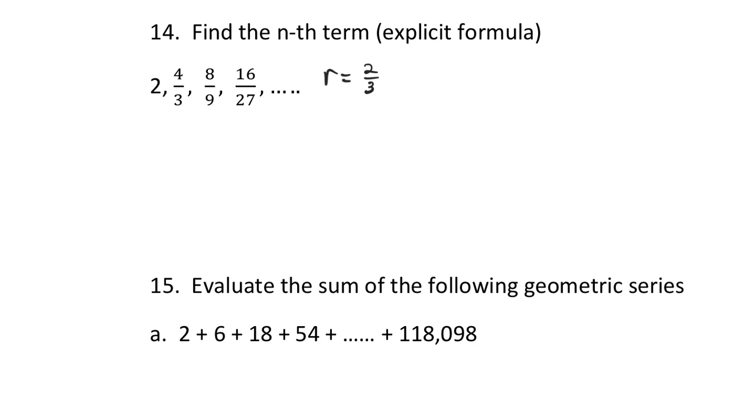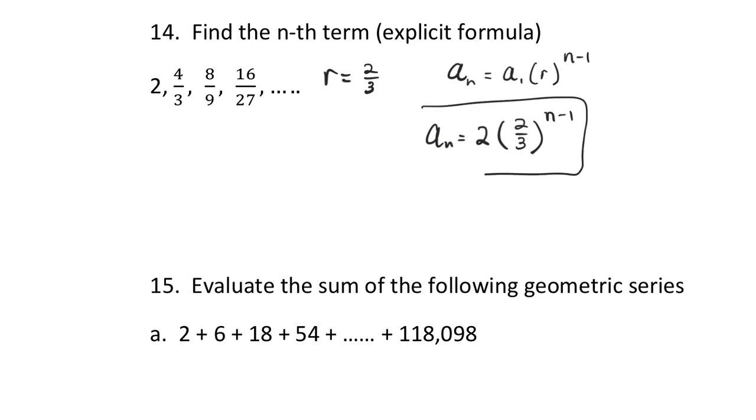The nth term or explicit formula that you'll find on the formula sheet is a sub n equals a sub 1 times the common ratio to the power of n minus 1. So the first term is 2, the common ratio is 2/3, and the exponent is n minus 1.